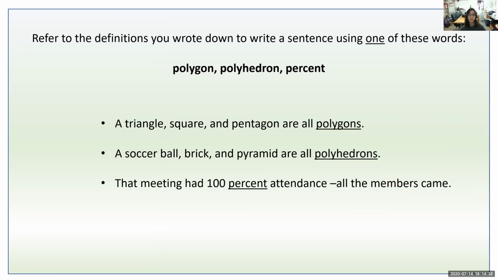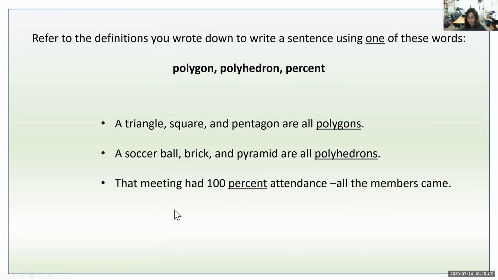All right, so some sentences are, a triangle, square, and pentagon are all polygons. Poly meaning they have many, so many sides in this case. For polyhedron, we have a soccer ball, brick, and pyramid are all polyhedrons. And then for percent, we have that meeting had 100% attendance. All the members came. And again, cent means 100, so 100%.